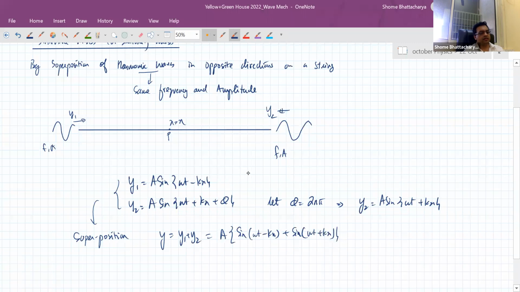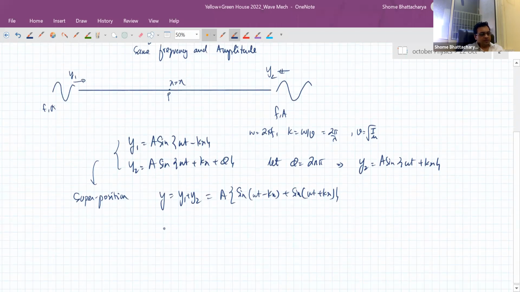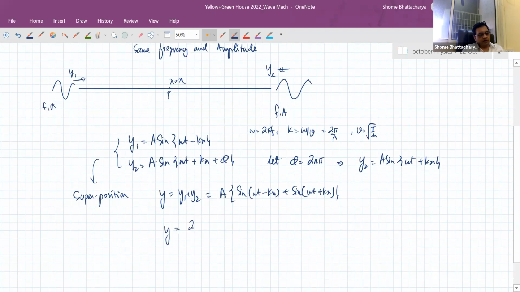of course, we understand omega is equal to 2 pi f and k is equal to omega by v or 2 pi by lambda, where v is square root of T by mu. So all that is understood. Doing these steps, we get y as 2a cos kx sine omega t. So we can interpret it as a position dependent amplitude times a harmonic function sine omega t.